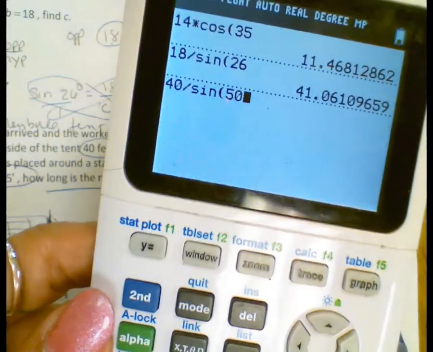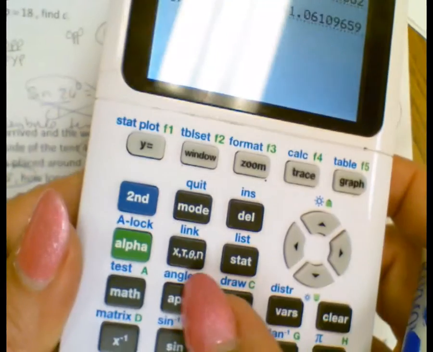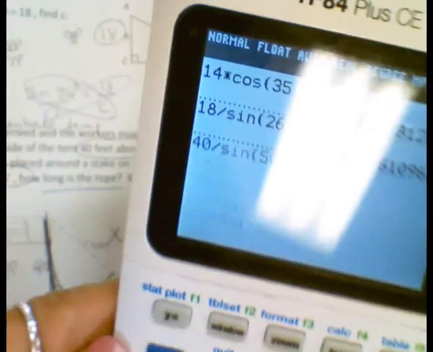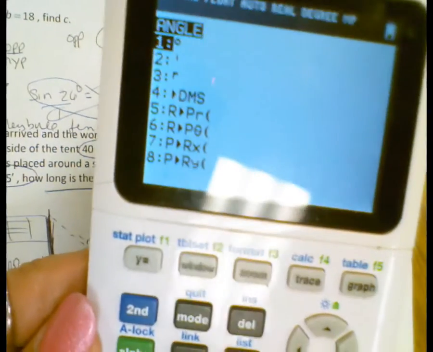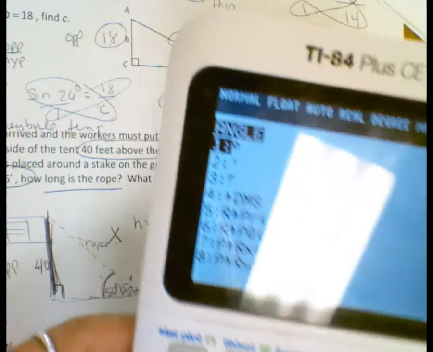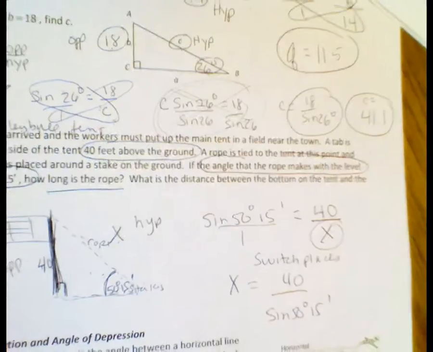Now when you do 50 degrees, you have to do 2nd APPS. See that little APPS button right here? Remember these little things? We just took a quiz on it. Press 1. And the minutes is 15, 2nd APPS 2. See the minutes right there? 2. Press equals.